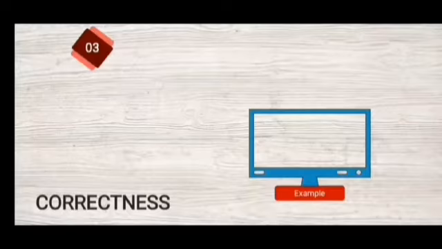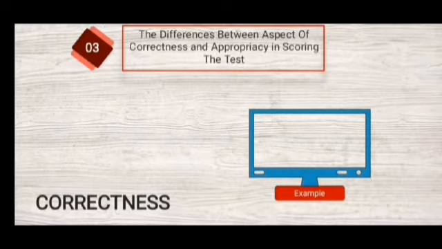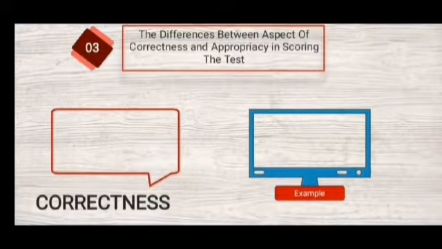Okay, now we are going to the next part, which is about the differences between the aspects of correctness and appropriacy in scoring the test. Before that, let me introduce myself. My name is Fitri Rahmasari, and the first is correctness.